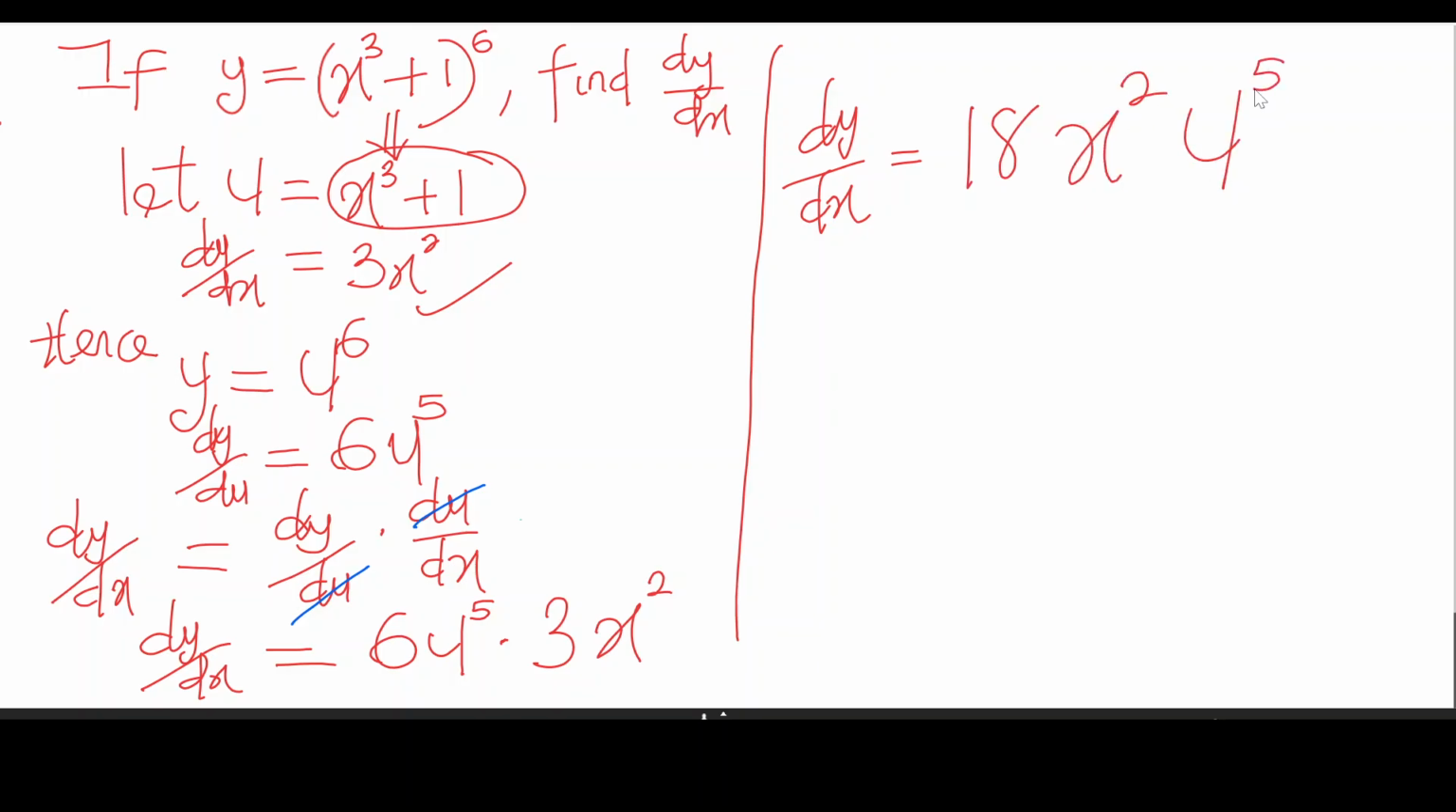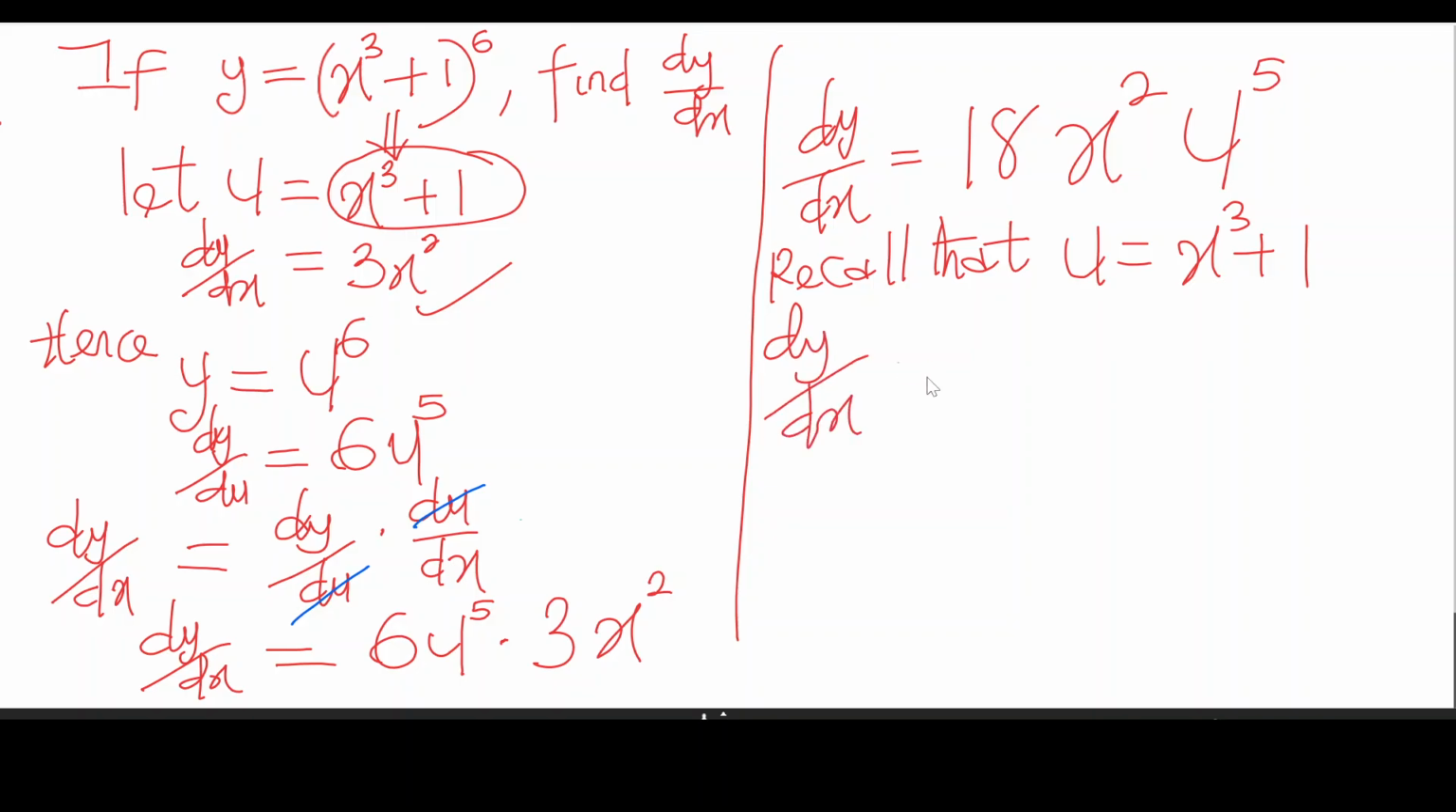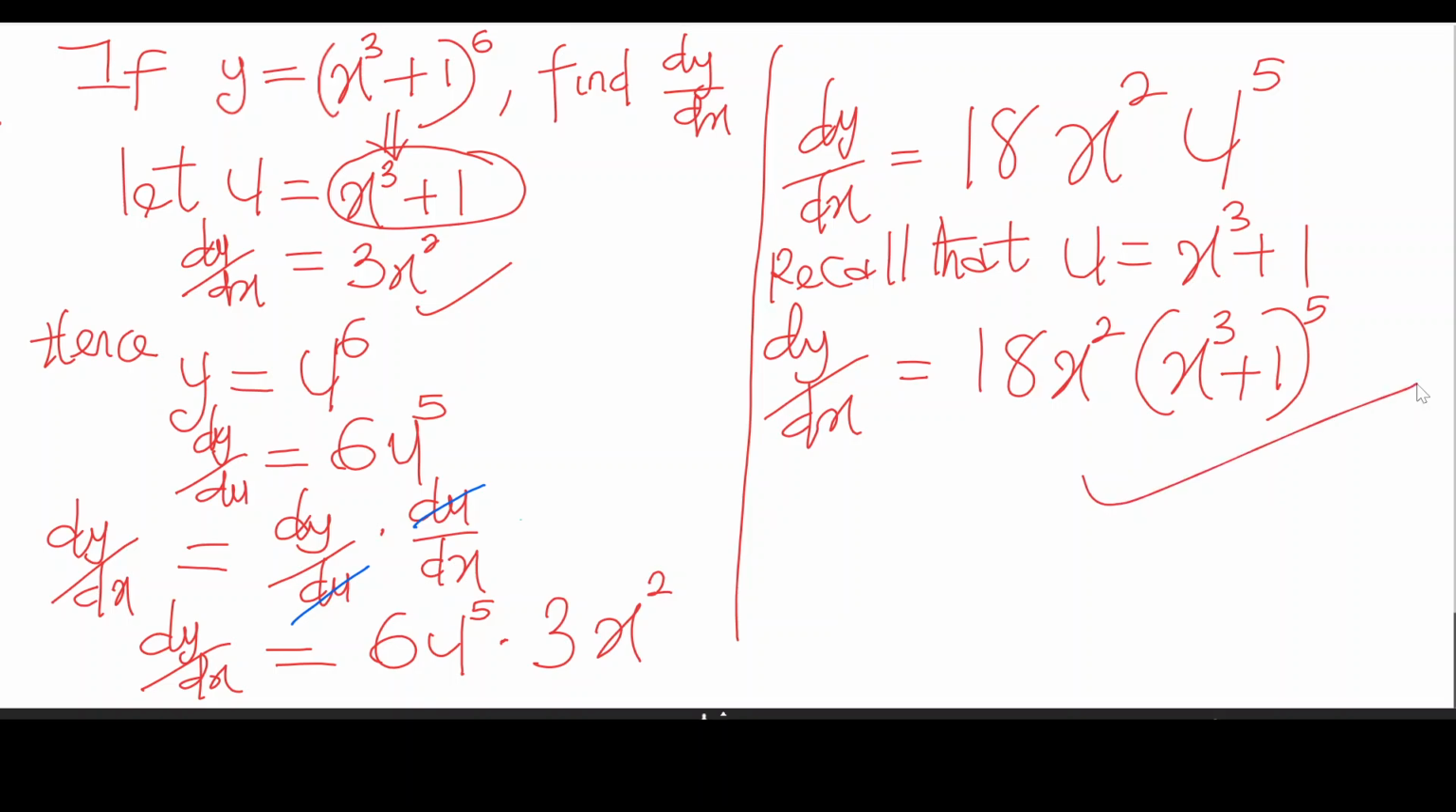Then we replace the value of u, which is x cubed plus 1. Recall that u equals x cubed plus 1. Hence, dy/dx equals 18x squared in brackets, u, and u is what? x cubed plus 1, all raised to the power of 5. And that's the final answer.